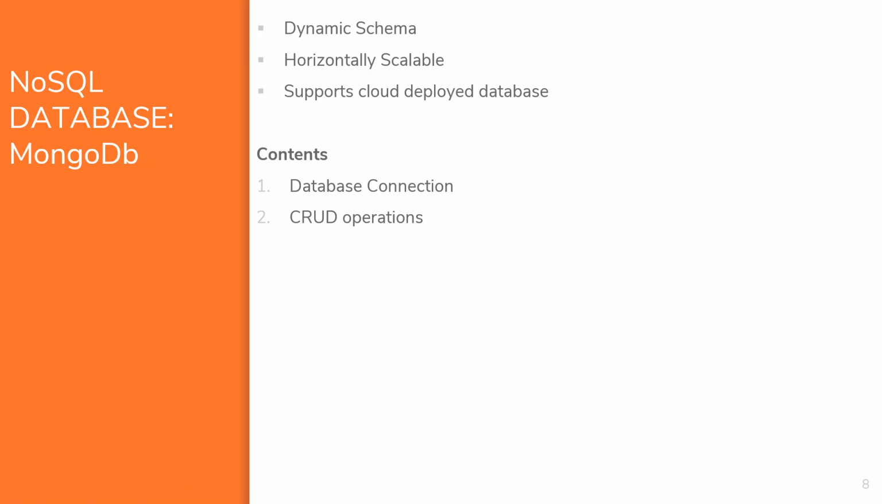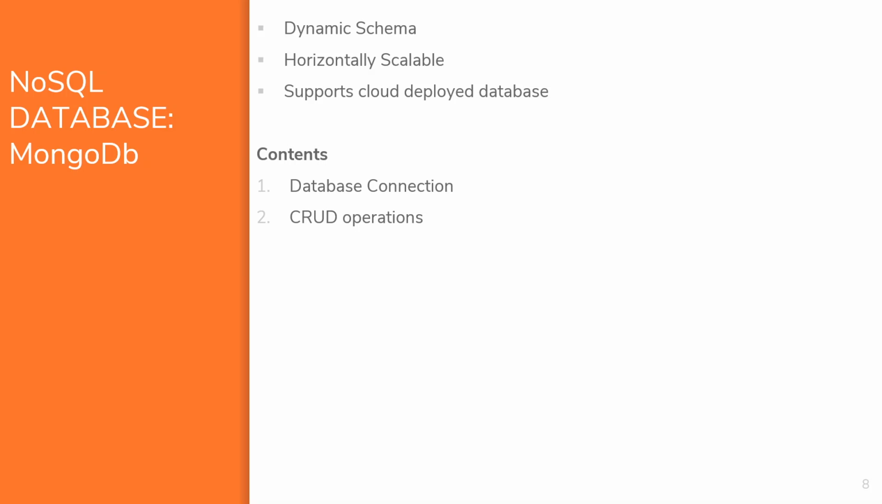So we are done with the SQL database. Let's move on to NoSQL database. For NoSQL, I have taken MongoDB, since MongoDB is the most popular NoSQL database. NoSQL databases, as I told earlier, have a dynamic schema. They don't have a predefined schema like SQL, and they are horizontally scalable.